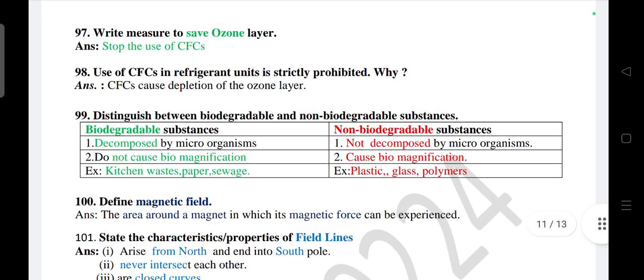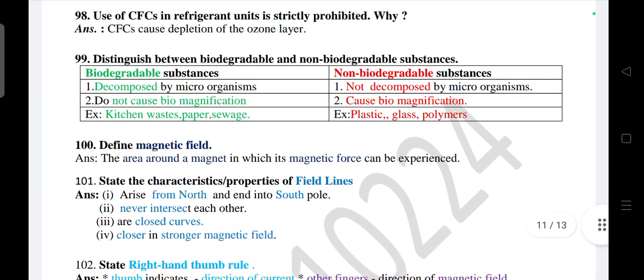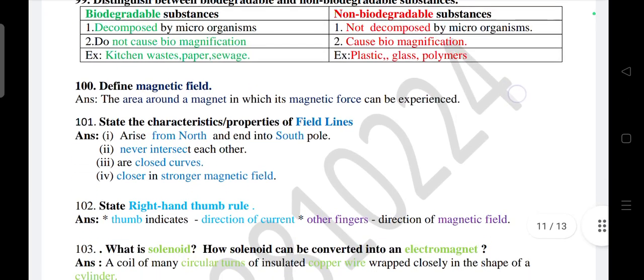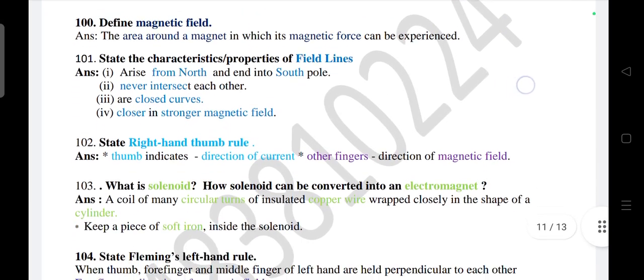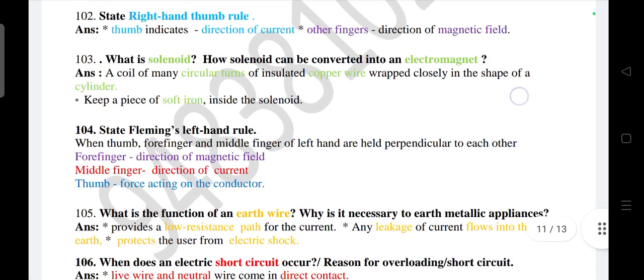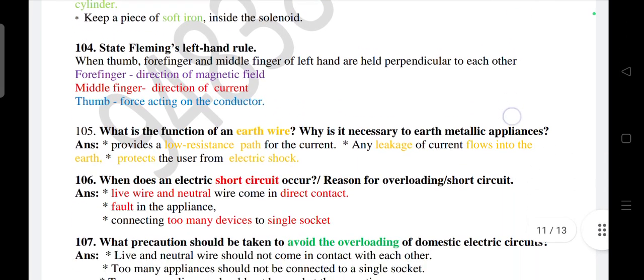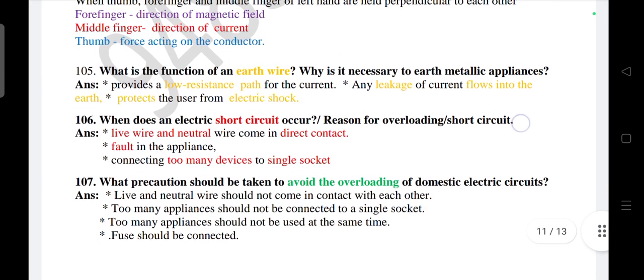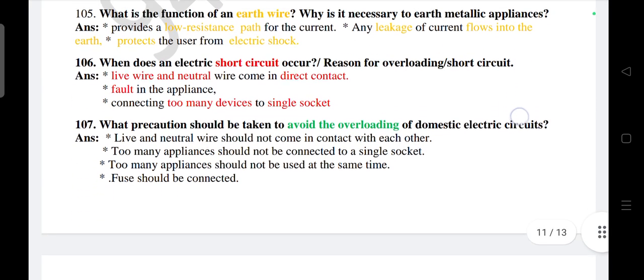Difference between biodegradable substances and non-biodegradable substances. Define magnetic field. So these are all the very important questions. Take screenshots if you want.